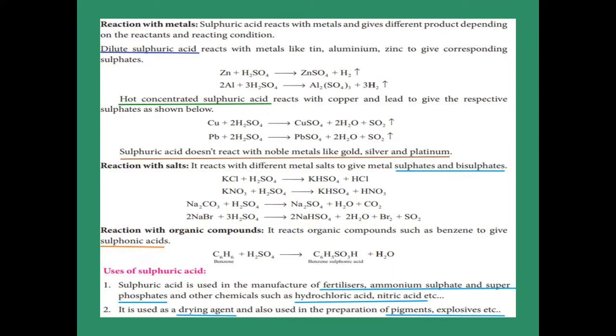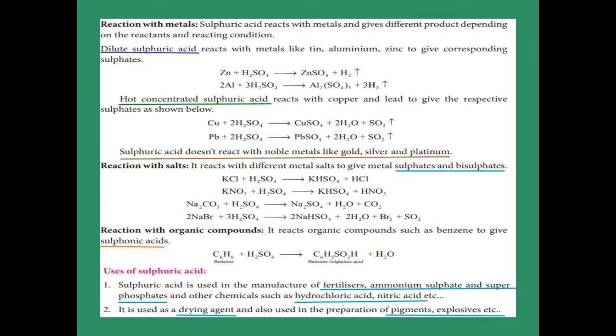The same way in potassium nitrate, split the potassium nitrate as K plus NO3 minus. In sulfuric acid, H plus HSO4 minus. So K plus reacted with HSO4 minus gives KHSO4, that is potassium bisulfate, and then H plus reacted with NO3 minus gives HNO3. The next reaction, sodium carbonate reacted with sulfuric acid.